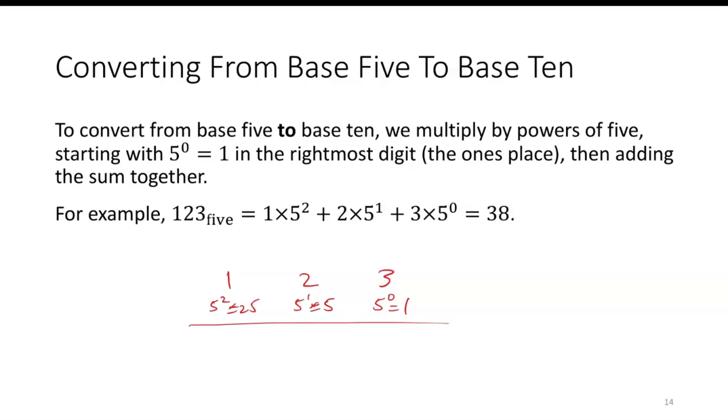So you multiply each column. So the 1 is being multiplied by 25 to get 25. 2 times 5 is 10. 3 times 1 is 3. And 25 plus 10 plus 3 is 38.